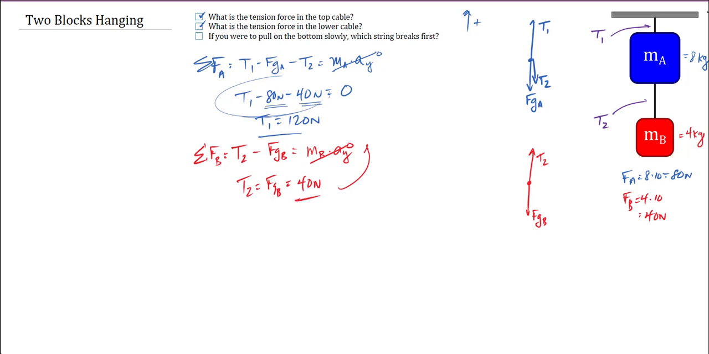But another way to think about this is that when you have objects like this hanging, as long as they're not accelerating, cables are holding up whatever is below them. So cable 1 here is holding up both masses, whereas cable 2 only has to hold up mass B because that's the only one that's below it.